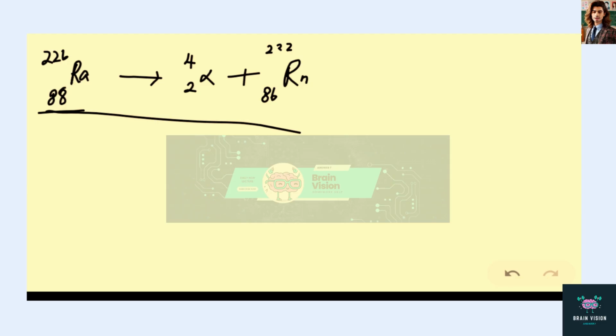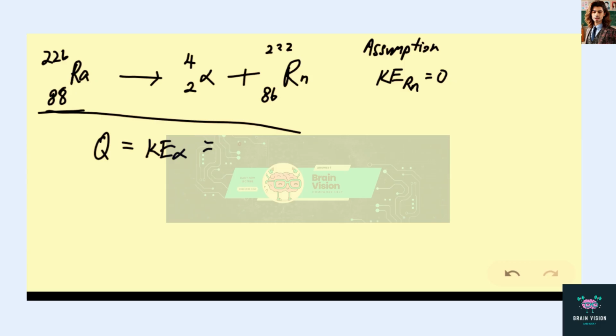Now for the next part, we need to find the kinetic energy of the alpha particle. The assumption is that the kinetic energy of the daughter nuclide, the radon, is equal to 0, so it doesn't move. All the energy released in this decay reaction goes into our helium nuclide, the alpha particle. So we can equate the Q value of this decay equation to the kinetic energy of our alpha particle.